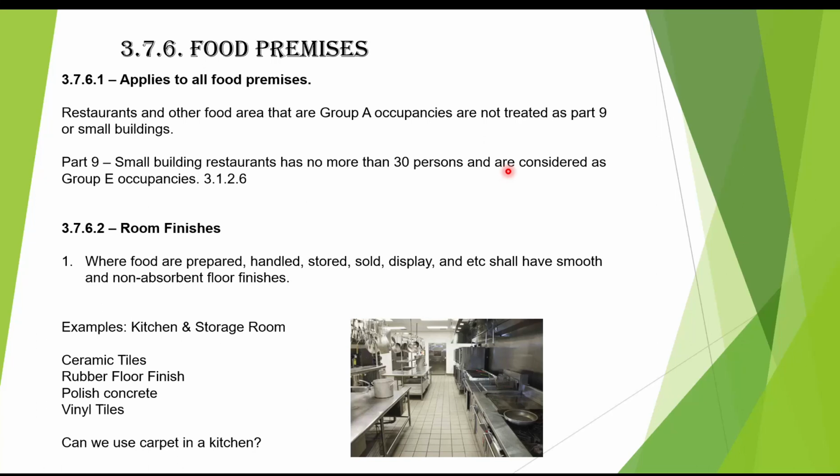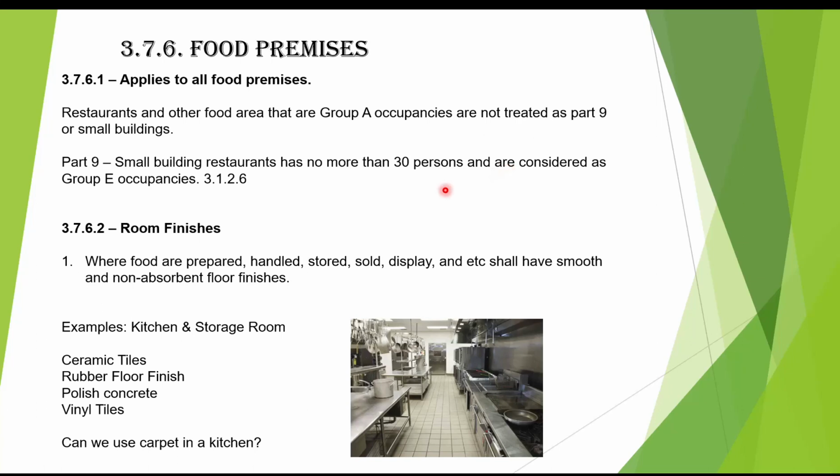So the question is, what are small buildings? Part 9, small buildings: a restaurant with no more than 30 persons is considered as Group E occupancy. And we can refer to this in 3.1.2.6.